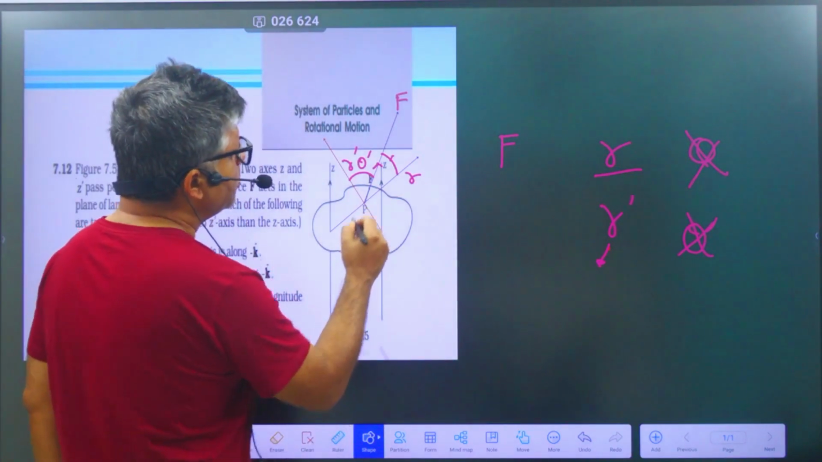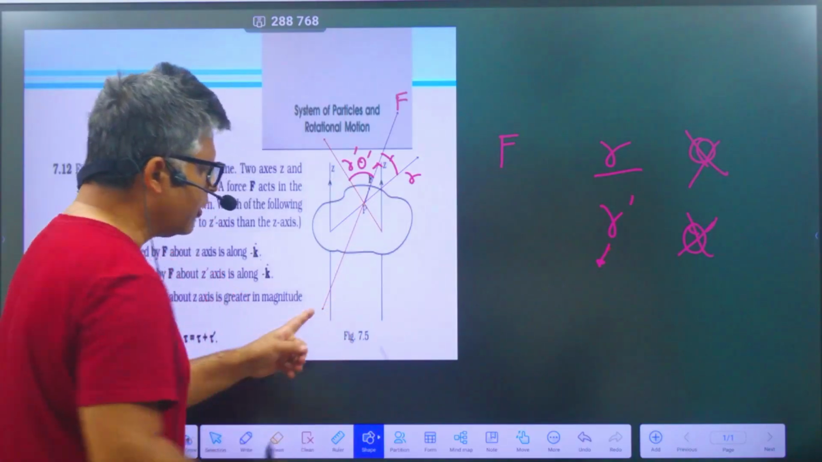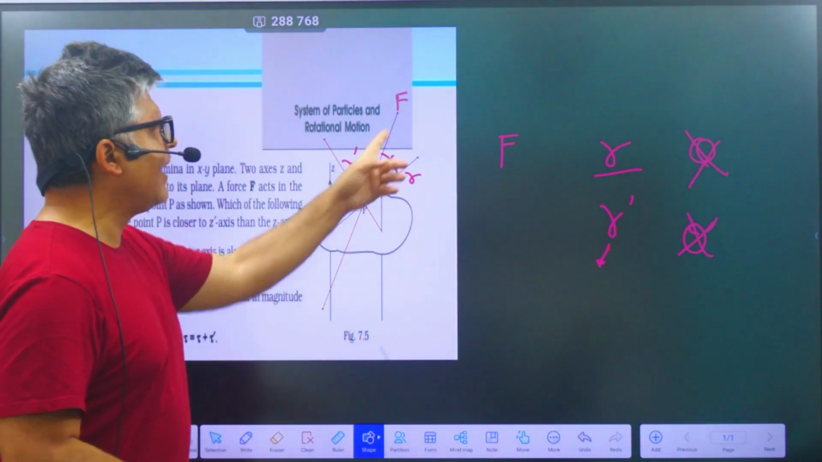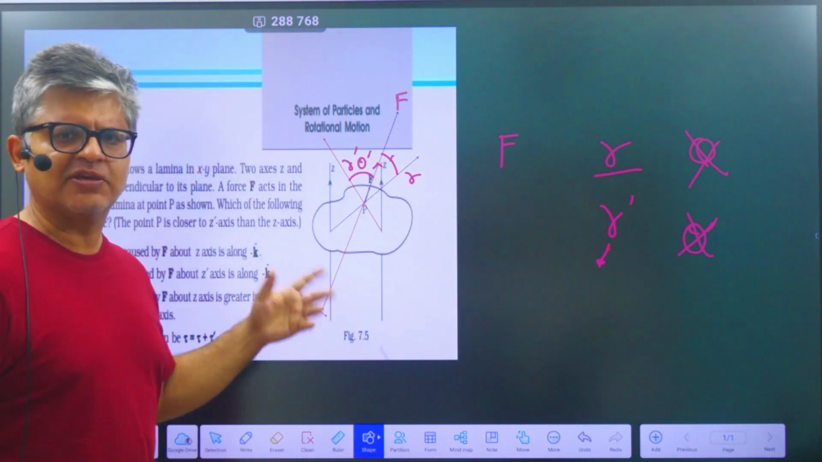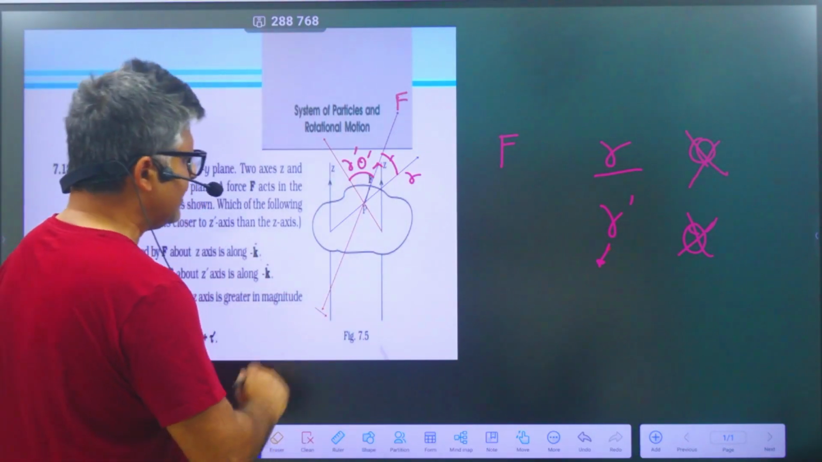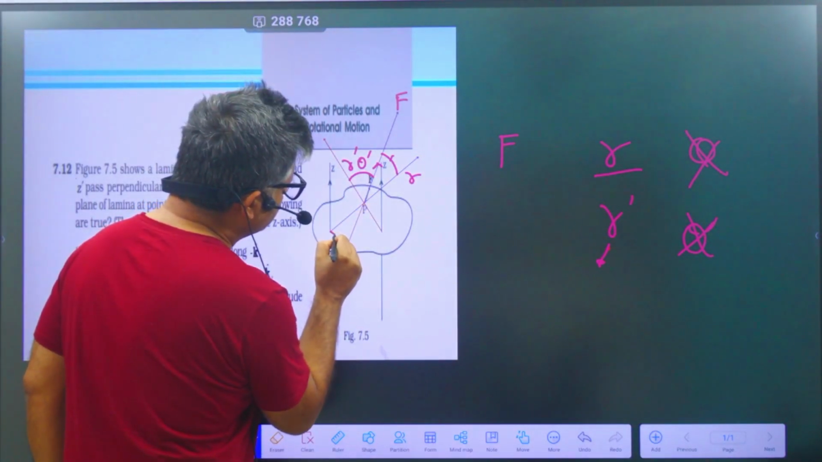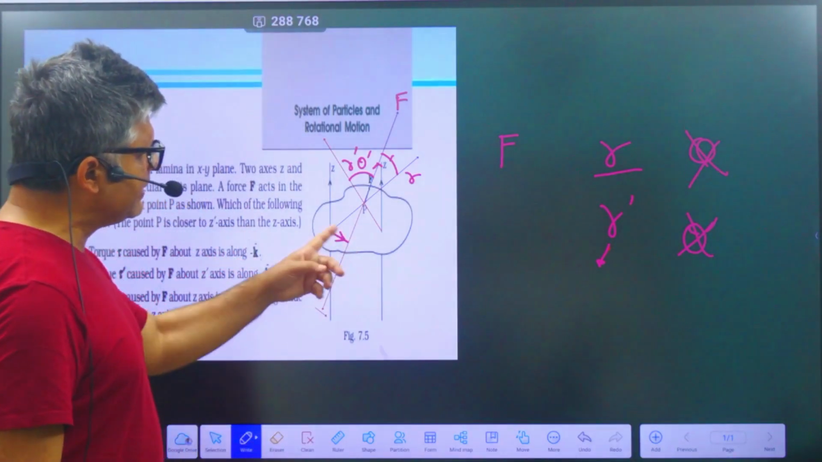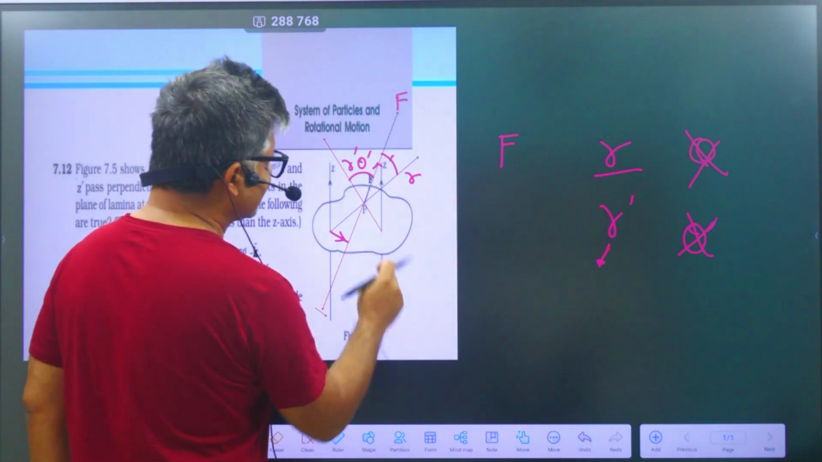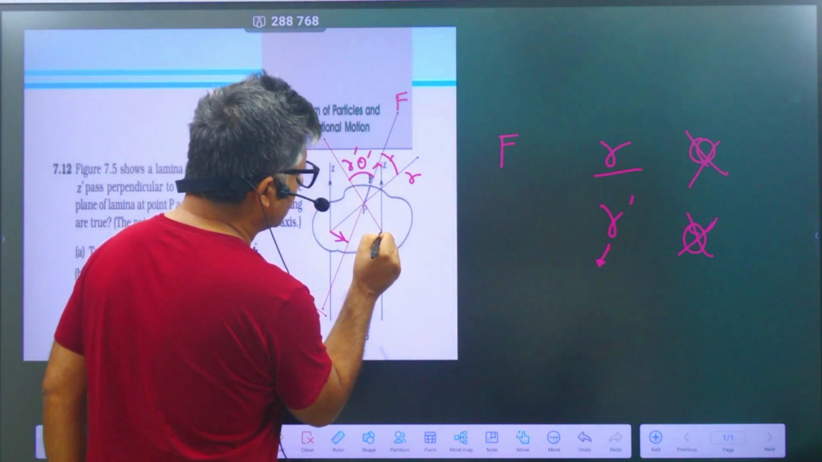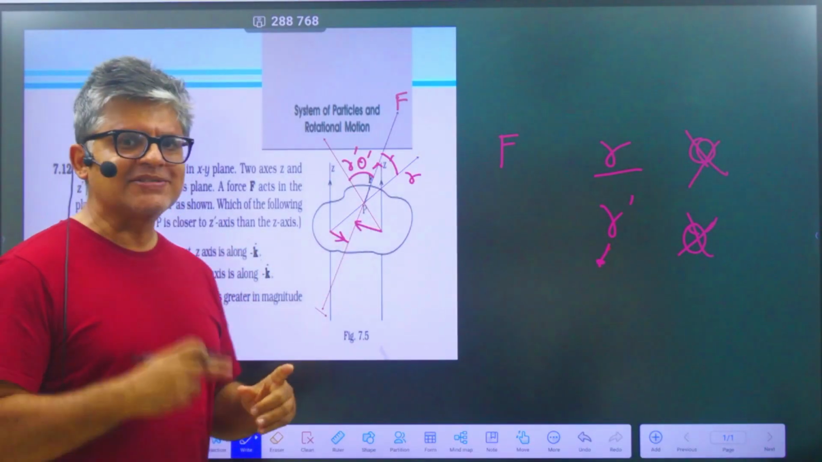Now I know my line of action of the force is this. Don't worry about the direction of the force. I'm not reversing it, I'm just extending the line. Ignore this particular arrow which you see, it is just because of the shape. Now let's see. If I draw a perpendicular from z, this is my perpendicular. Similarly, let me draw a perpendicular from the axis to the line of action. I draw this. Now, if you just see geometrically, which of the two is longer?